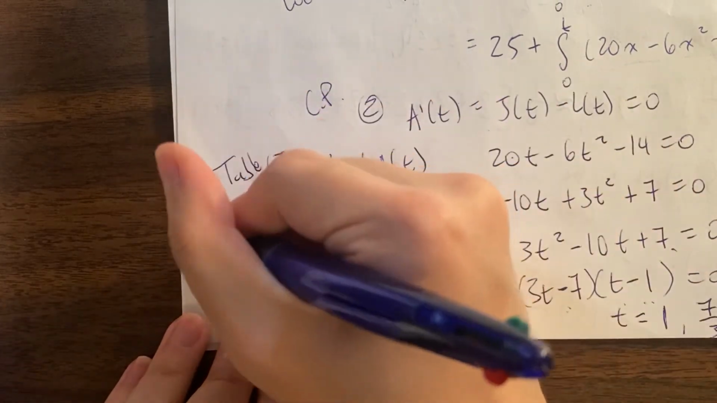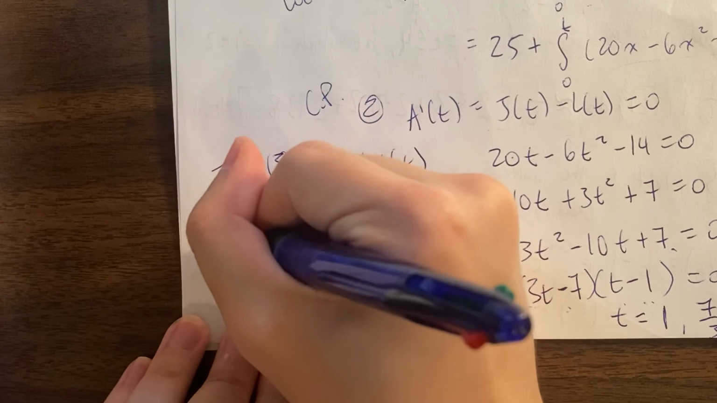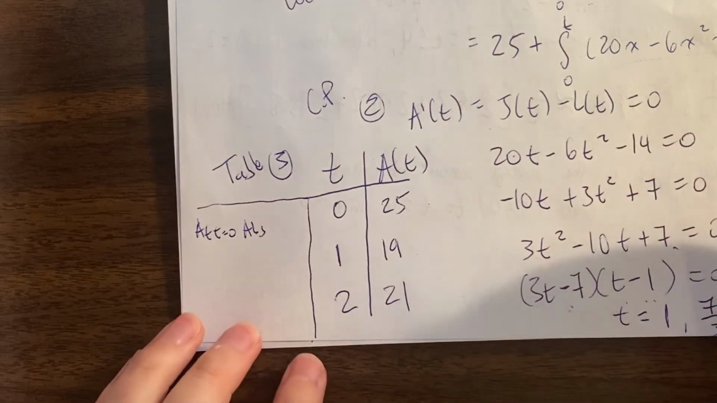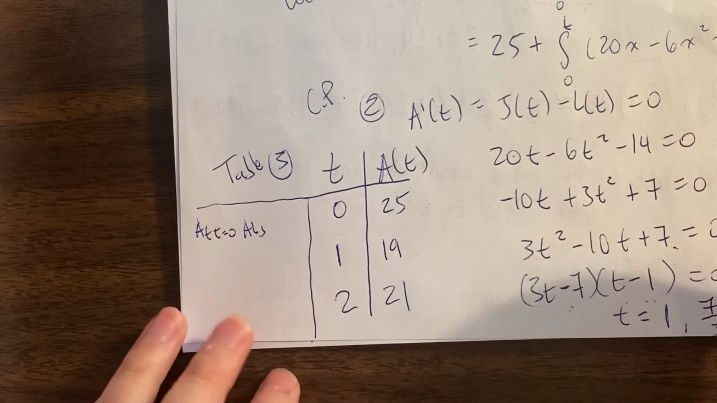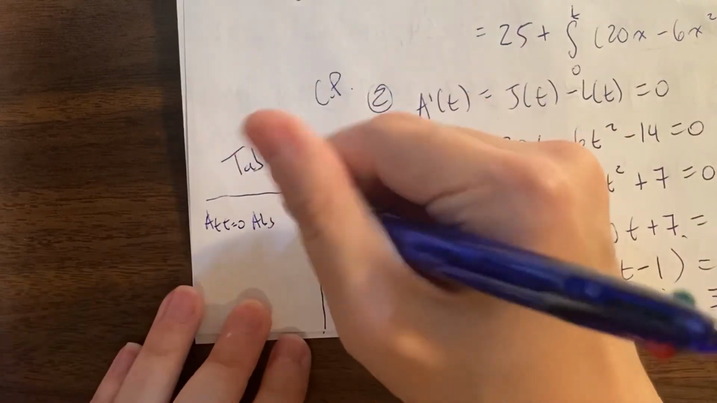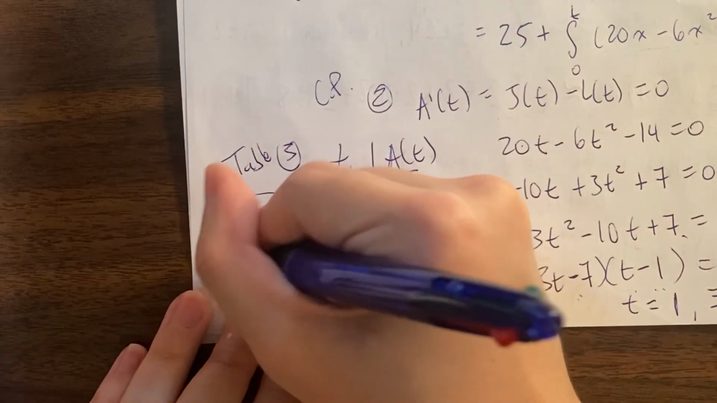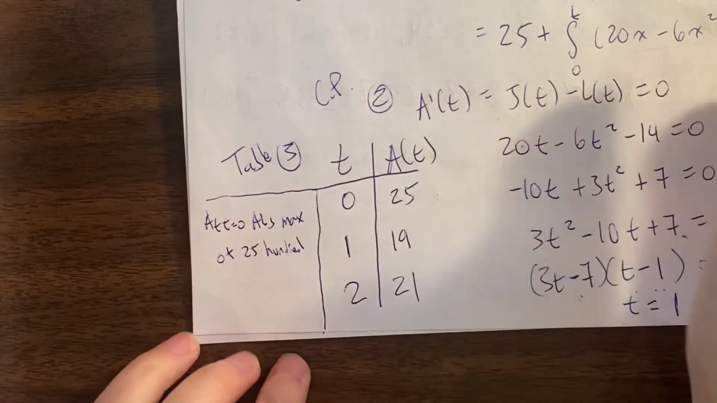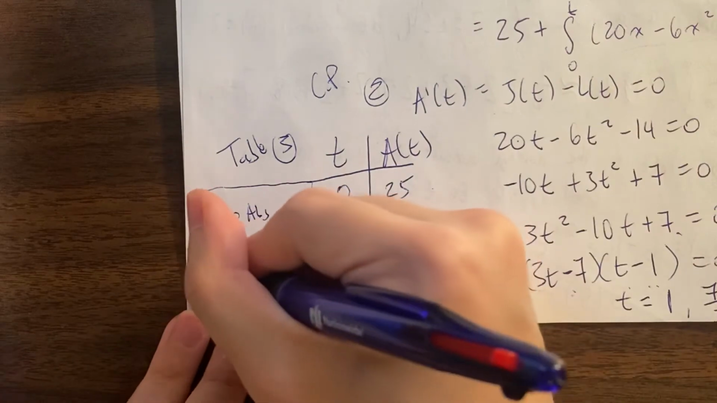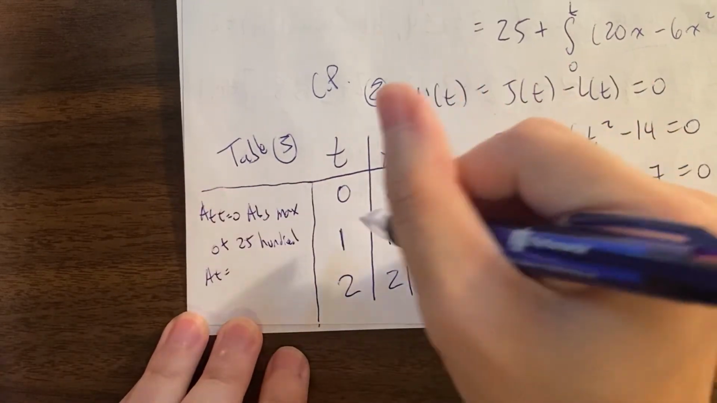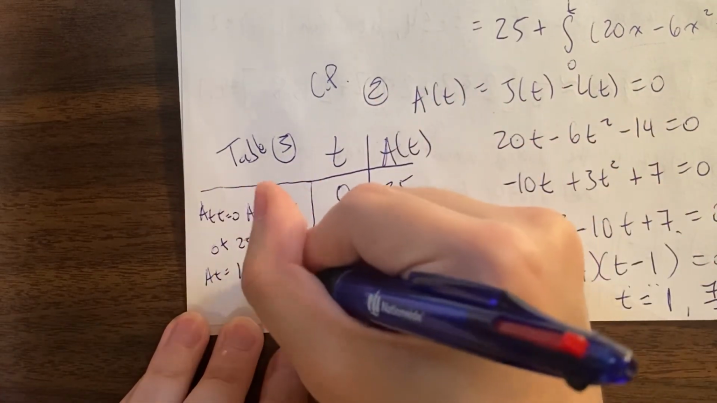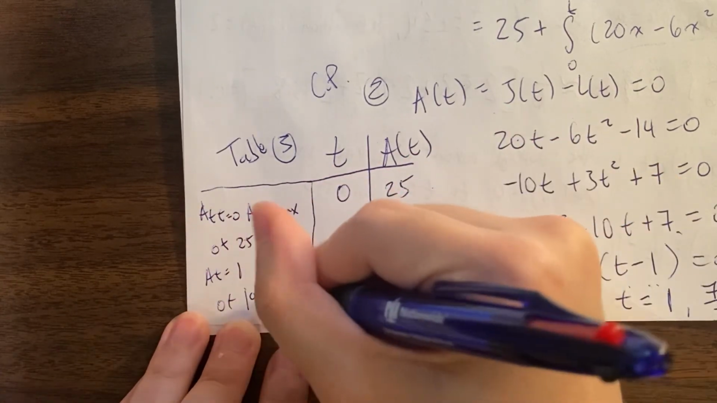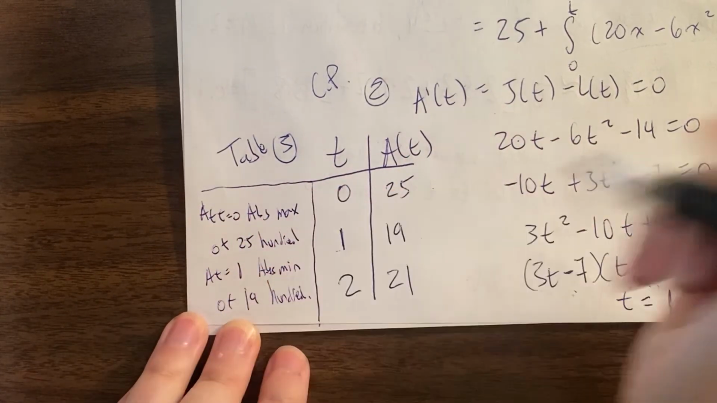So at t is equal to 0, abs, abs standing for absolute. You shouldn't abbreviate like I am, but I am being a hypocrite. But abs max of 2,500 people or campers. Great. And then at t is equal to 1, abs min of 1,900. And that is all she wrote.